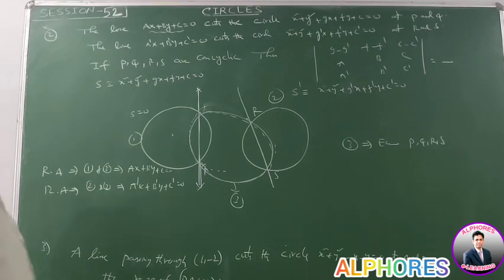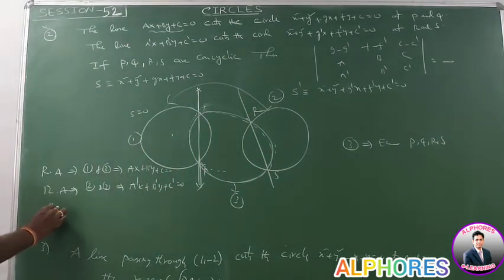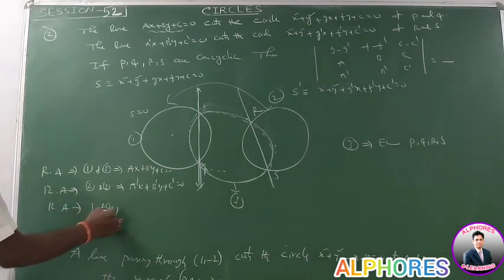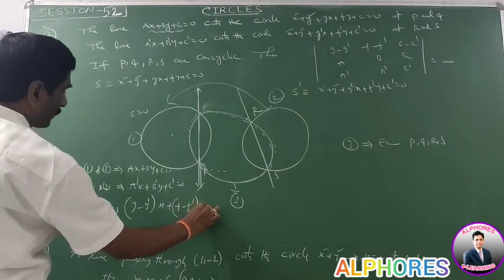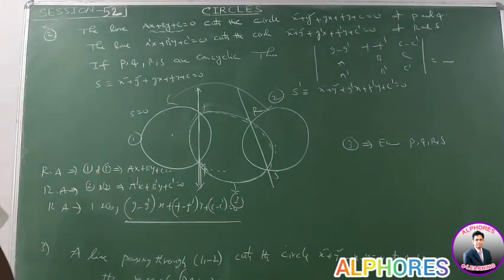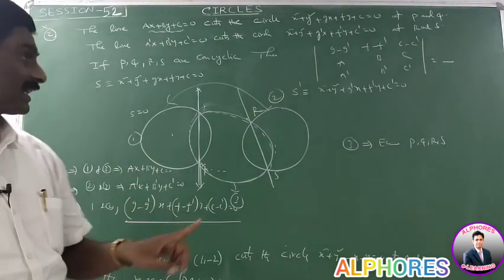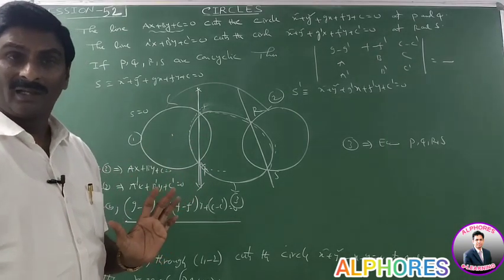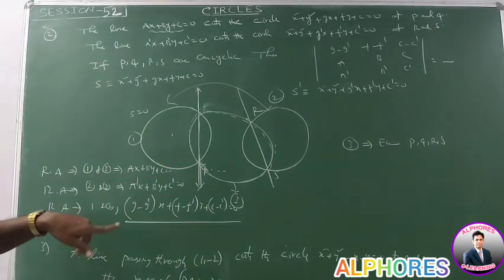Similarly, what is the radical axis for the circles 1 and 2? It is S minus S dash is equal to 0. That means g minus g dash into x plus f minus f dash into y plus c minus c dash is equal to 0. Here we get 3 radical axes. We know that the radical axes of the 3 given circles are always concurrent when the centers are non-collinear. If the centers are collinear, then the radical axes are parallel. If the radical axes are parallel or concurrent, then what is the condition? Det value is equal to 0.